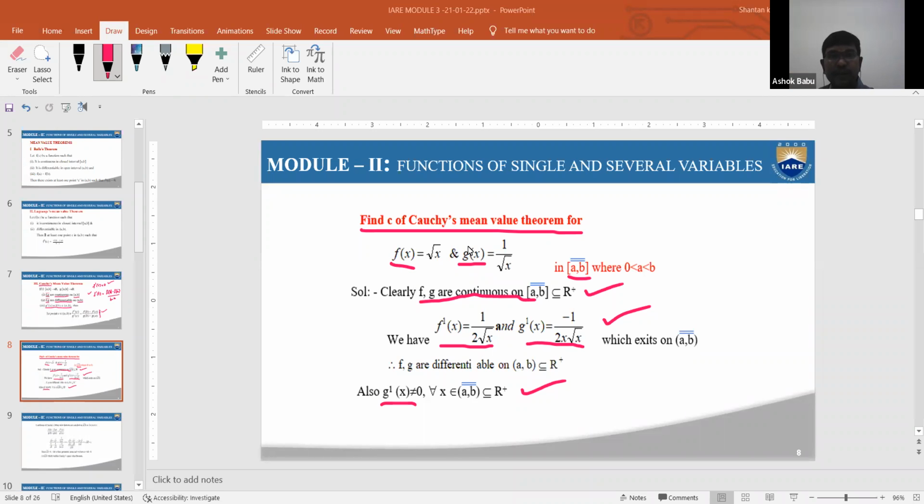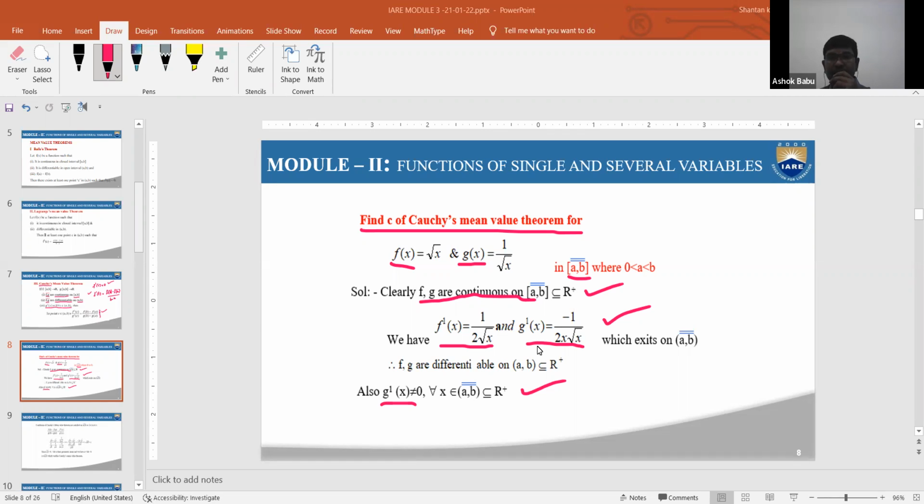According to this mean value theorem, these two functions are required. Here it is clearly given that the two functions are continuous, which is satisfied because both functions are polynomial functions. Based upon that, it is a continuous function, and the derivative also exists because f dash and g dash are clearly satisfied. Therefore, it is a differentiable function.